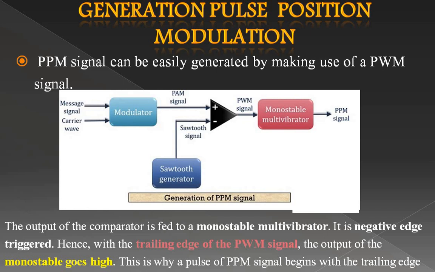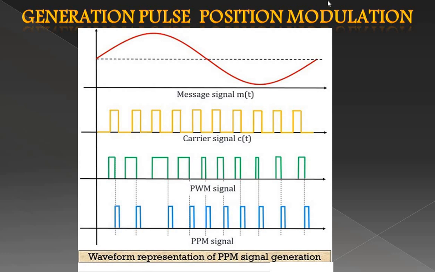I'll repeat it once again. Whenever you have the trailing edge of your pulse width modulation here, it is given to the monostable multivibrator. When it has a trailing edge, your PPM signal becomes high. This is why the pulses of the PPM signal begin with the trailing edges. Okay. Now we'll see the figure. See what you have over here. The generation of pulse position modulation.